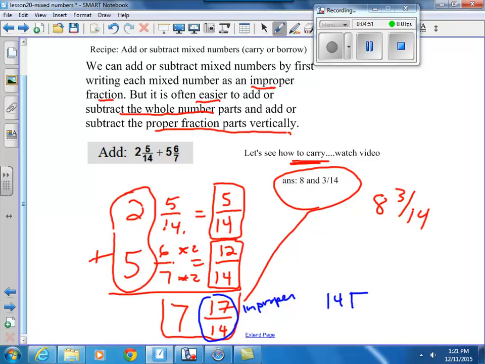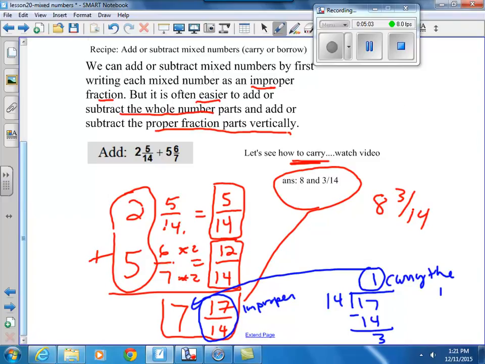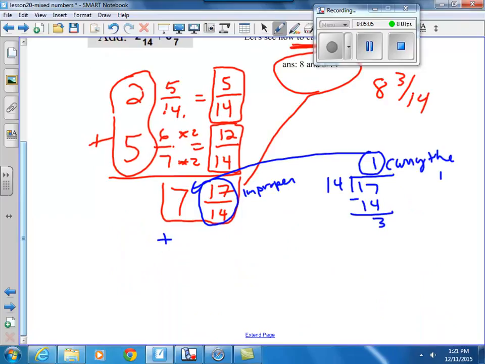So 14 into 17 goes once with 3 remaining. Carry the 1. See, that's the trick that some people forgot how to do. Carry the 1. Well, hey, look how that happens. Carry the 1 means basically add the 1 onto the 7. So 7 plus 1 makes 8, and keep the 3/14.